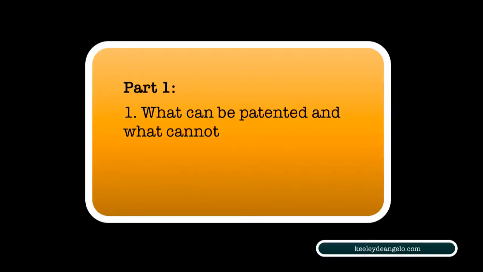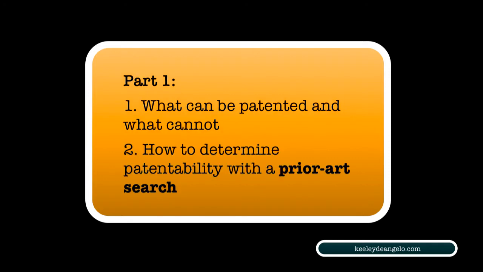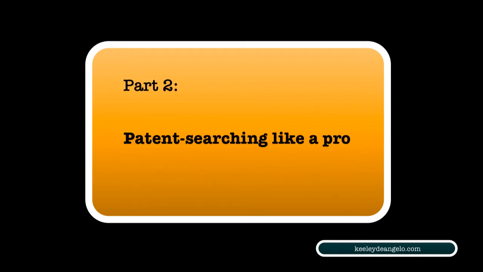In the last video, we covered what's considered patentable and what's not, and we did the first steps of a prior art search. In this video, we'll show you how to do a thorough prior art search. We've already done a basic one on Amazon and other relevant places. Now we'll delve into the patent search.